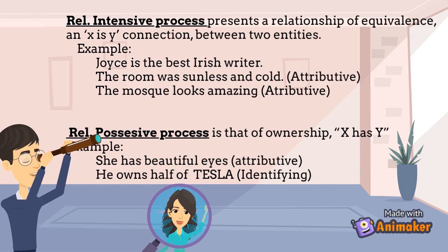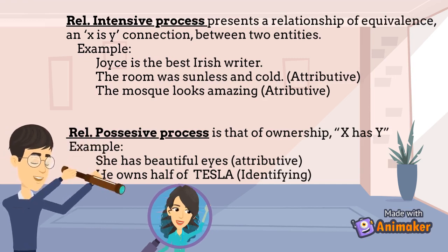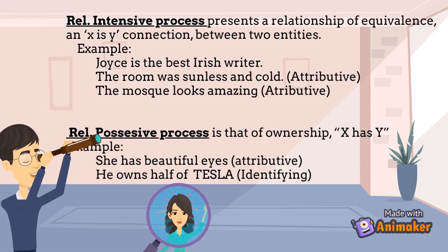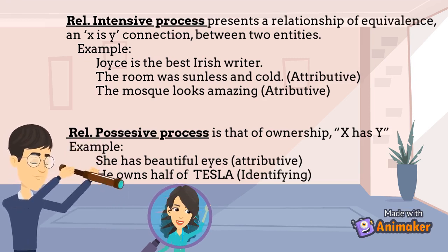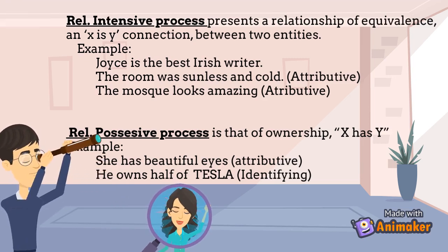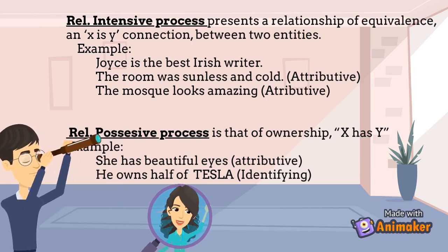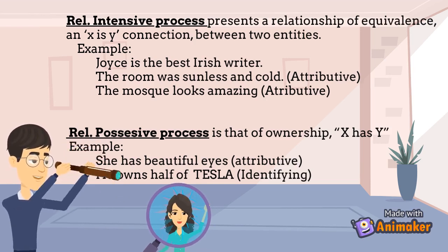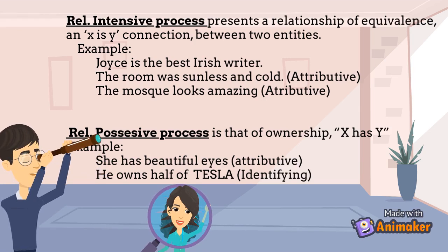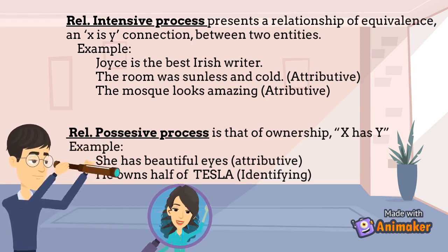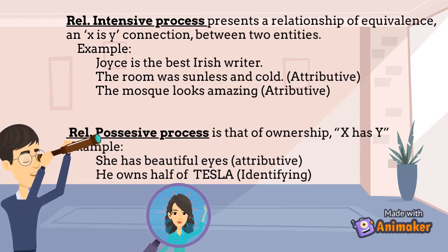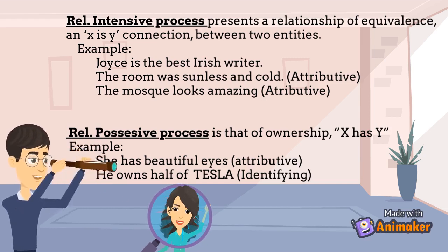Relational intensive process presents a relationship of equivalence. An X is Y connection between two entities. For example, Joyce is the best Irish writer. The room was sunless and cold. This is attributive intensive process. The mosque looks amazing. This is also attributive intensive process.